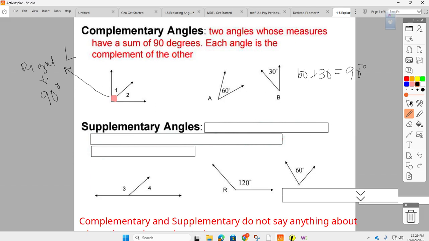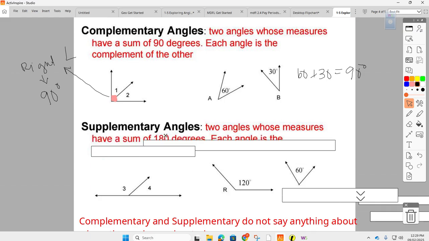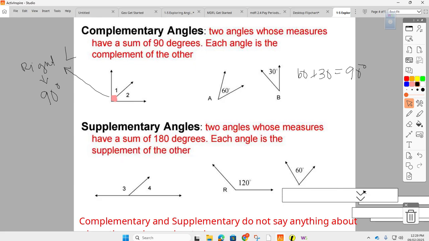The supplementary angle. Two angles whose measures have a sum of 180 degrees. Each angle is considered the supplement of the other. You're having a hard time remembering which is which. I remember it because C for complementary comes earlier in the alphabet, and 90 degrees comes earlier on the number line, right? S comes later in the alphabet, and 180 degrees comes later on the number line.